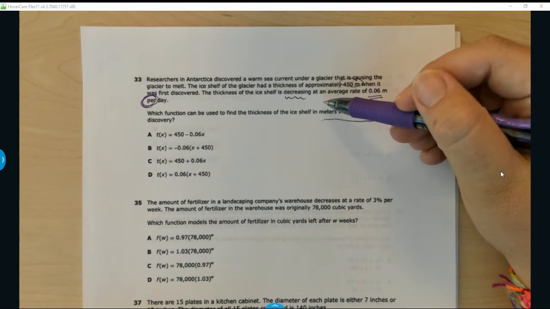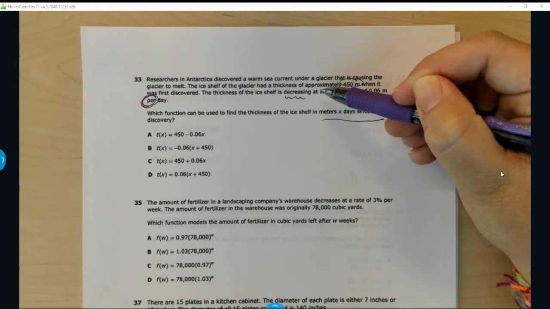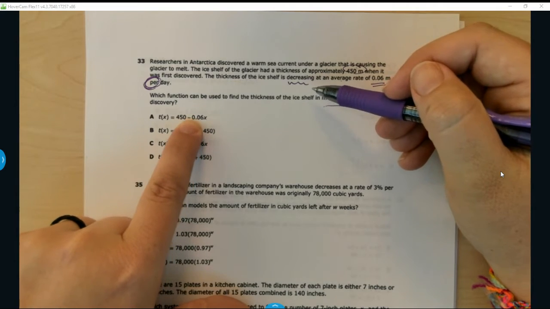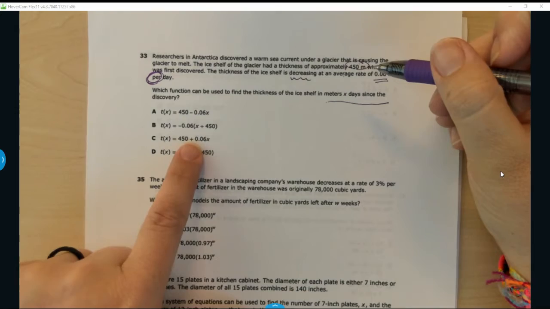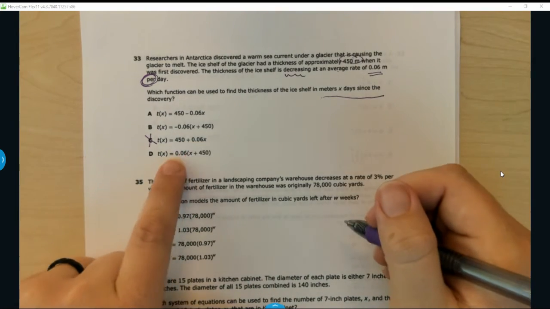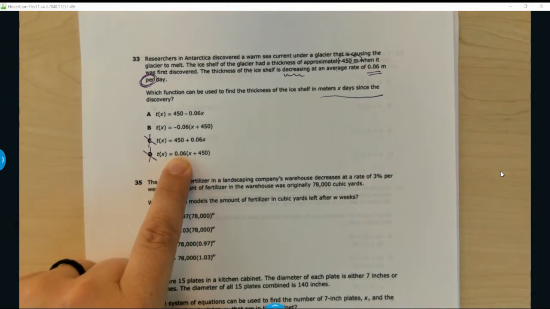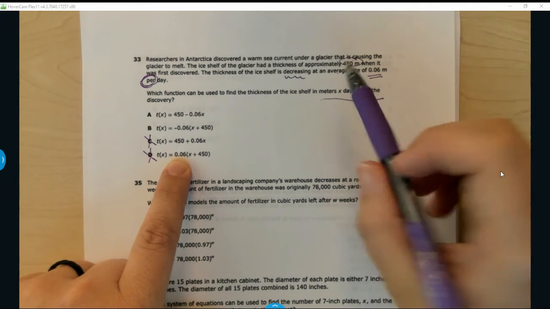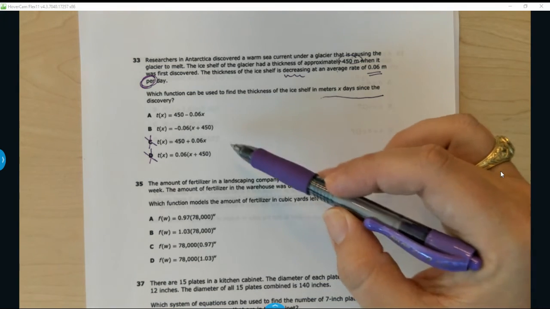If it's decreasing, think to yourself, am I adding or am I taking away? Well, if it's decreasing, you're taking away. Notice here, you're taking away 0.06. Here, you're adding. So the fact that you're adding right here, you can get rid of that. The fact that the 0.06 right here is positive, you could get rid of that. Now, if it tells you that it starts at 450 meters, that's going to be kind of your anchor to choosing between these two.